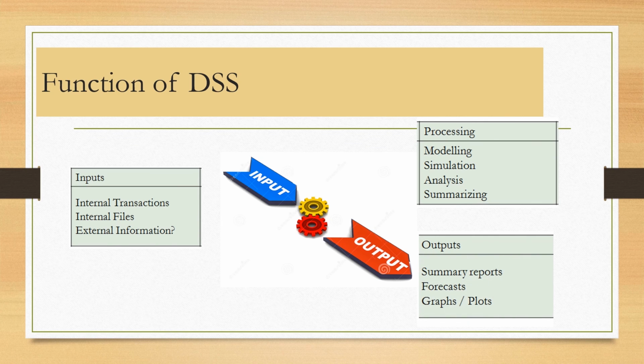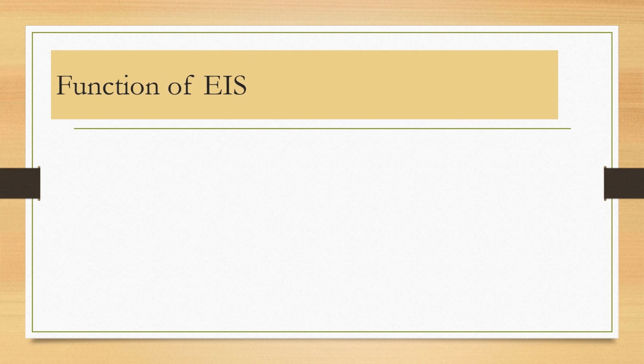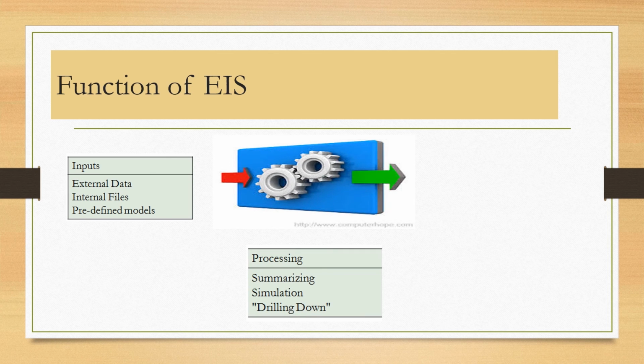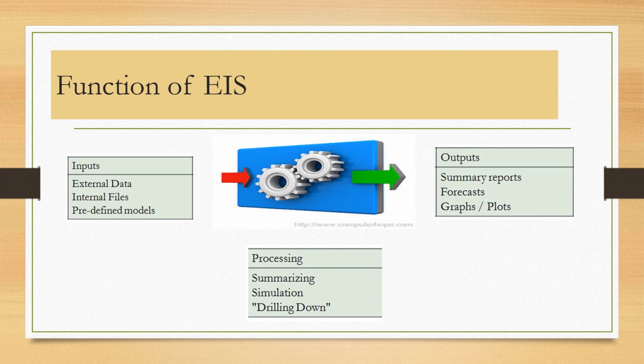Now moving to functions of EIS. EIS organizes and presents data and information from both external data sources and internal MIS or TPS in order to support and extend the inherent capabilities of senior executives.